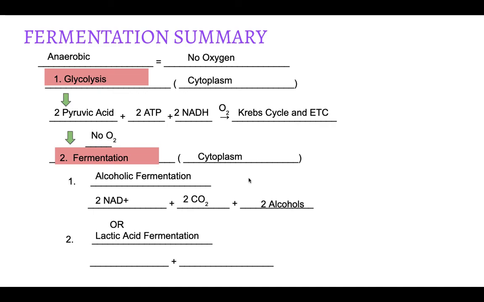The other type of fermentation that can occur is lactic acid fermentation. And this type of fermentation typically occurs in muscle-type cells. It also makes two molecules of NAD+, and it makes a molecule called lactic acid.